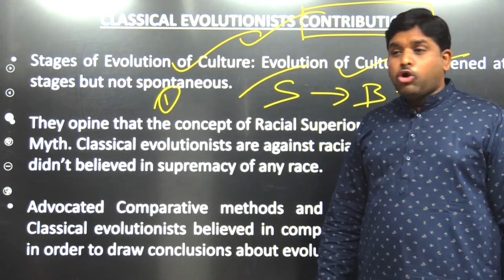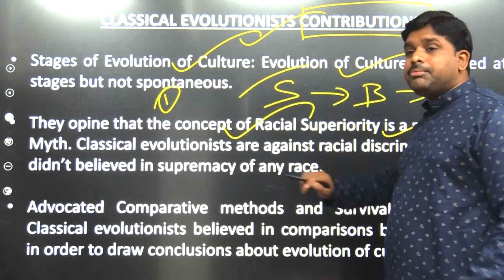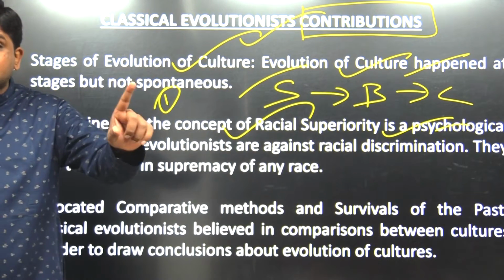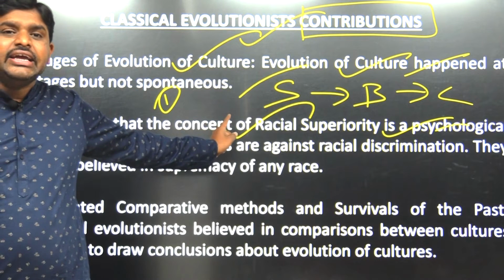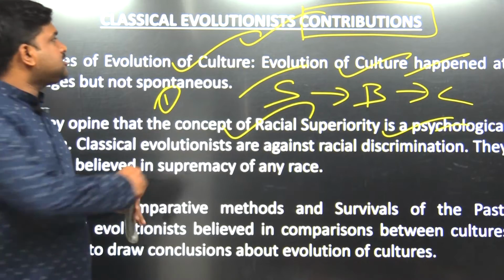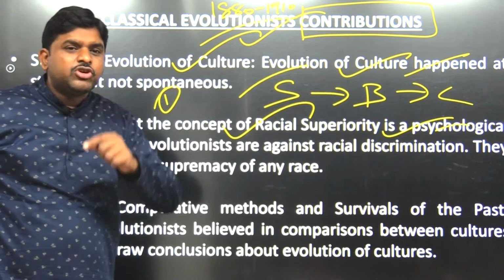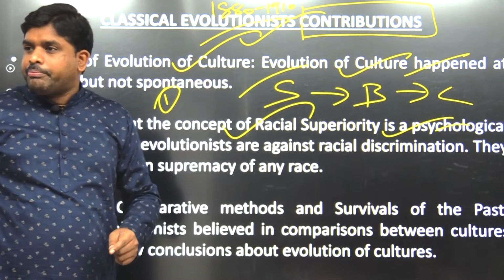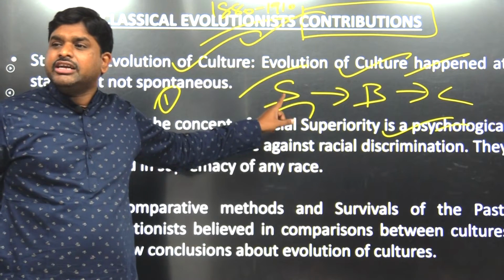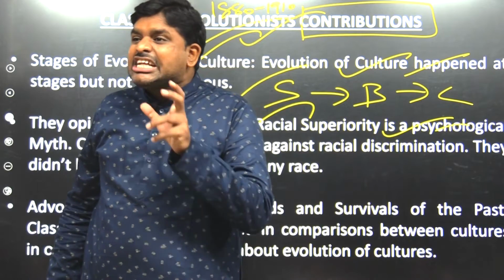Second point. They opined that the concept of racial superiority is a psychological myth. All these people believed that racial superiority is a psychological myth. Why? Understand this: the time period is 1880. This time was dominated by what belief? Racism was there in America. Racism was there in Europe. Colonialism was there in India. But in America and European countries, what was highly prevalent? Black versus white, which is called racism.